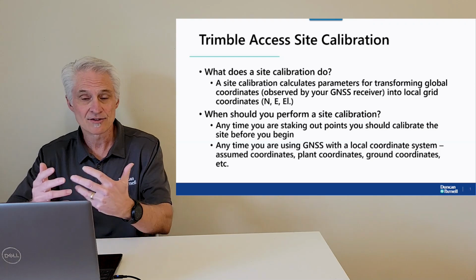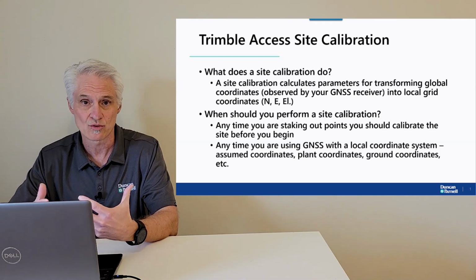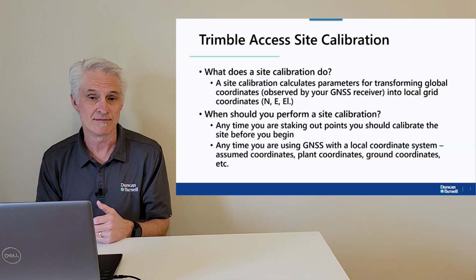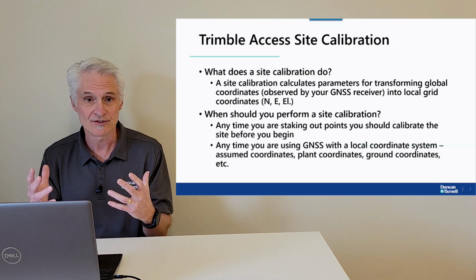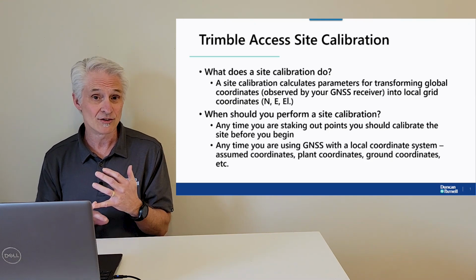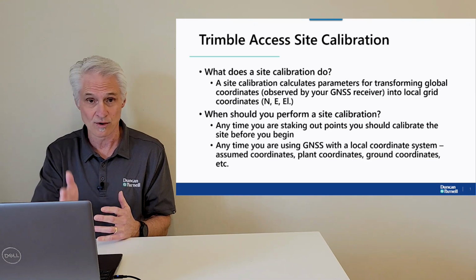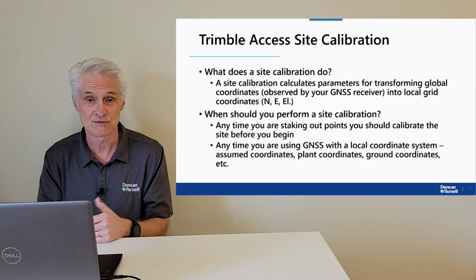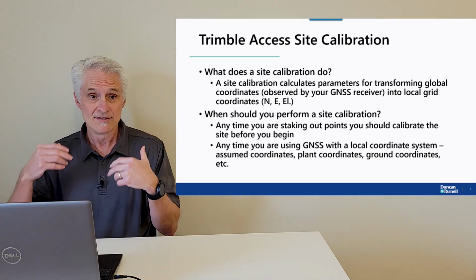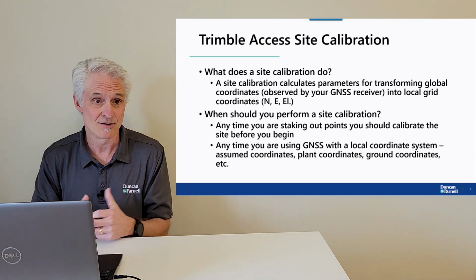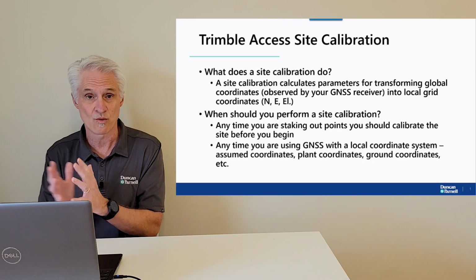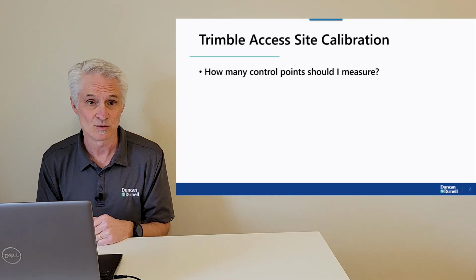Okay. So the other time would be anytime you're working with local coordinates, and this could be assumed coordinates. Maybe you got an old job that's in 10,000, 5,000, 100, and you want to use your GPS with it. Maybe you're working on a site that's using plant coordinates, right? Where they just took north on a column line and put some assumed coordinates in there. Or you've got a ground coordinate system that somebody else set up and you want to make your GPS work with it as well.